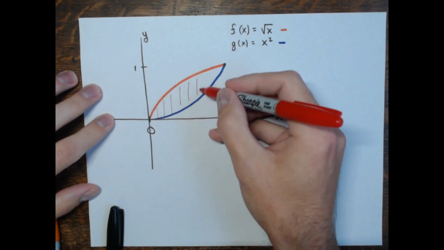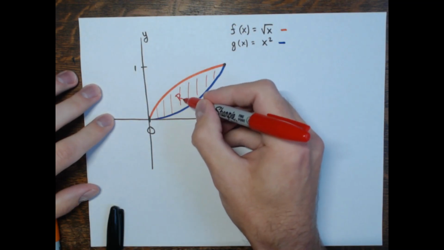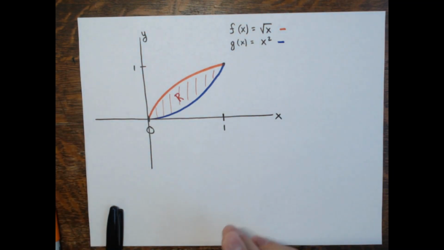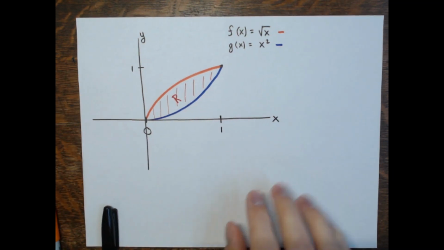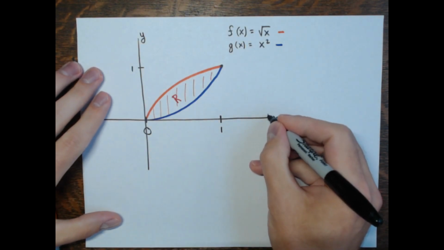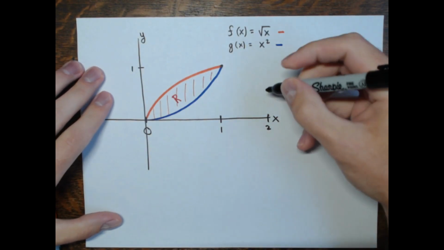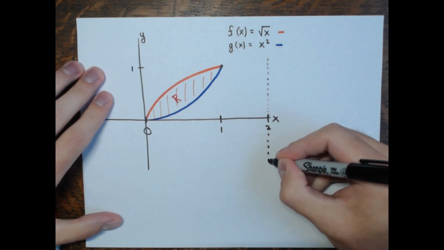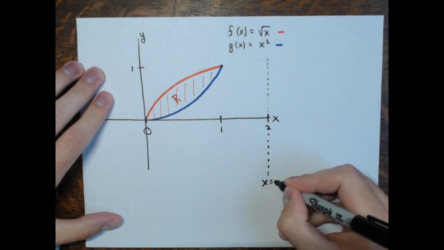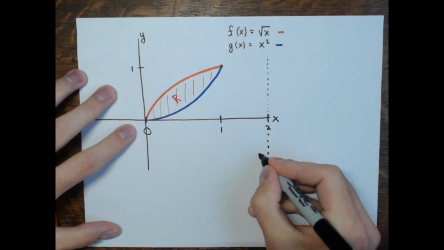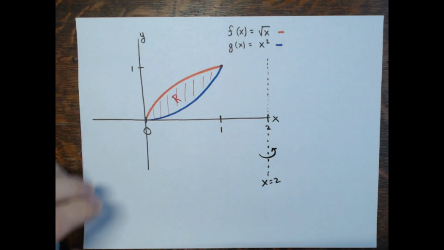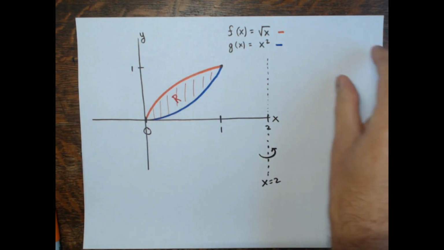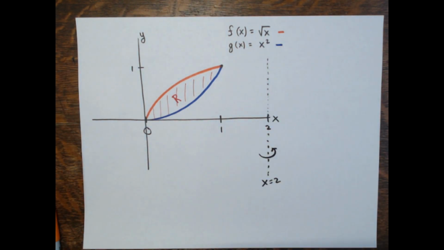So here's R, right? What they were calling region R. And we're rotating this region around the line x equals 2, right? So here's x equals 2, and I'm going to make a little dotted vertical line here. I'm rotating around this and creating some 3D shape with a big hole in it. And we're trying to find the volume of this 3D shape.